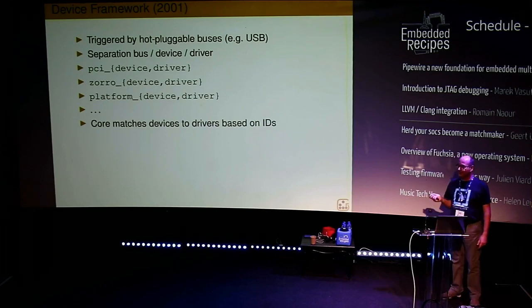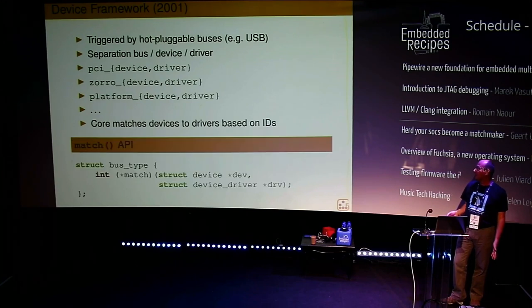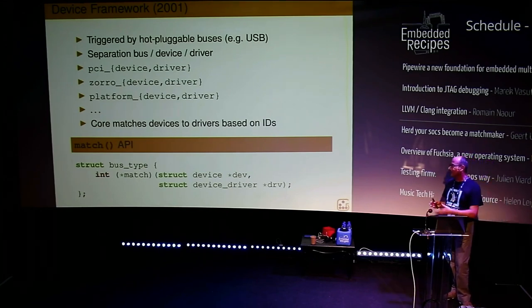Platform devices and drivers are a bit special because these are usually present on a non-probable bus, which means that some platform code has to create a platform device with a specific name, and then the driver matches against that name. An important difference with before is that now the driver core matches the devices to the drivers based on IDs, and it calls a match function that is provided by a specific bus. So first the bus scans for present devices, creates struct devices from them, and then the device driver core will loop over all the drivers and try to match them with a device by calling the match function.